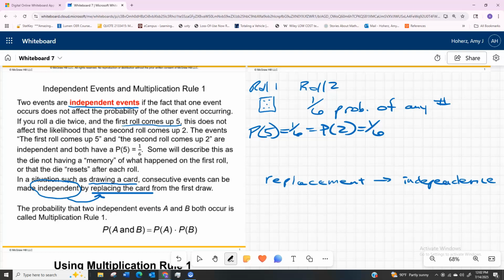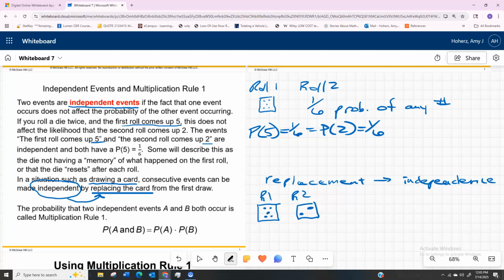Okay. And if we have two events that occur one after another and they're independent of each other, then all we have to do is take the probability of the first event happening times the probability of the second event happening. So let's think of our die here. We were talking about 5 and then 2. So what's the probability that you're going to roll a 5 on the first die on roll 1? And then on roll 2, you're going to roll a 2. What's the probability of that happening?